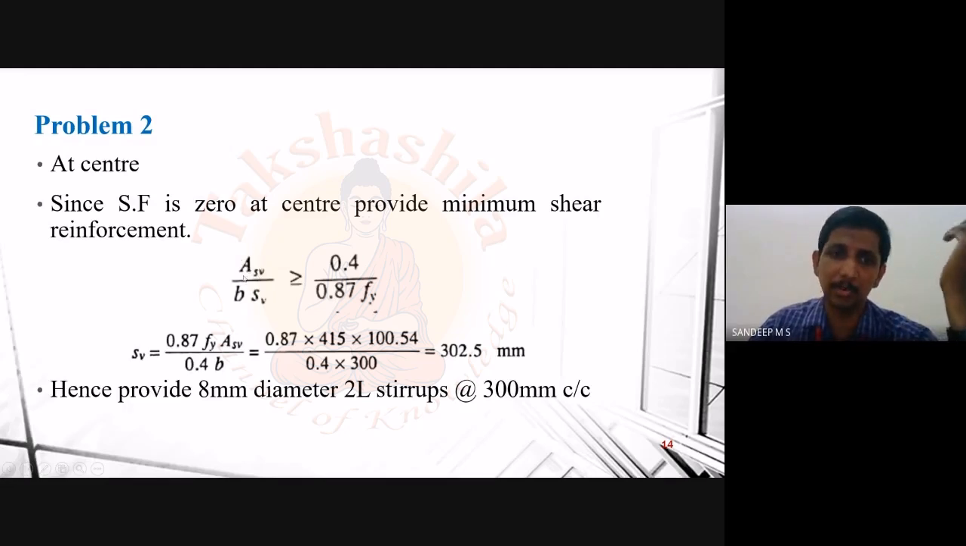And now what you have to do is that you just again, as you have done in the previous case, take the same diameter and number of legs for your stirrups. Then you provide the value of Asv. You have the value of b. You have the value of fy, and find the value of sv from here. Then check with the maximum spacing provisions, and you provide the minimum of that.